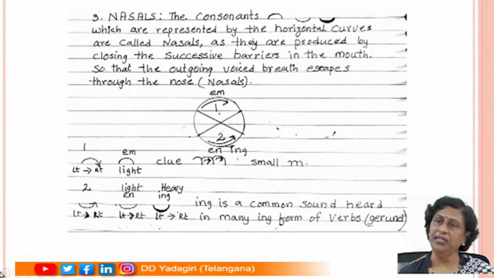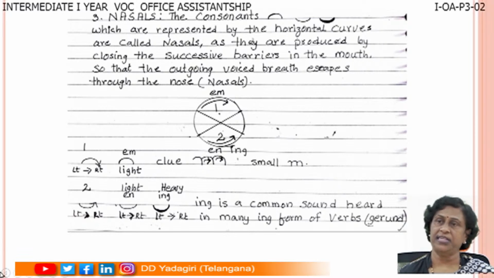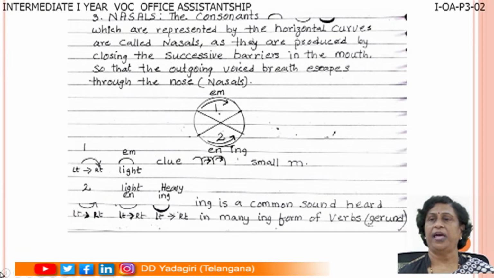So we had learned the explodants and the continuants, that is P, B, T, D, CH, J, K, G as explodants, and continuants F, V, TH, DH, S, Z, SH and ZH, isn't it? So after that the next classification is of another three strokes called nasals.